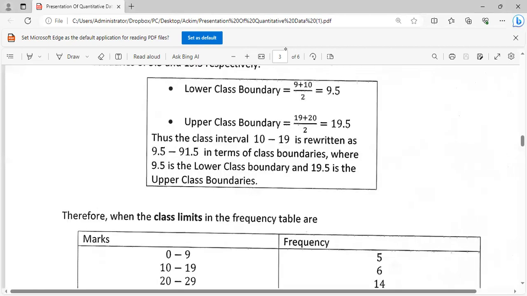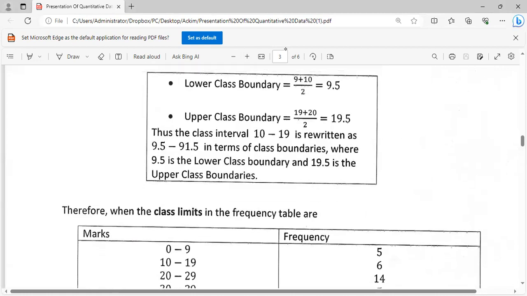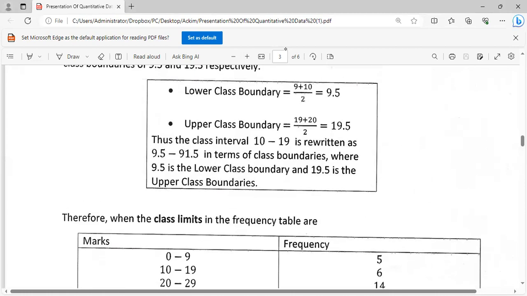So the font of this guy. So if you look at, we want to convert that one. We want to have the class boundaries instead of class limits.